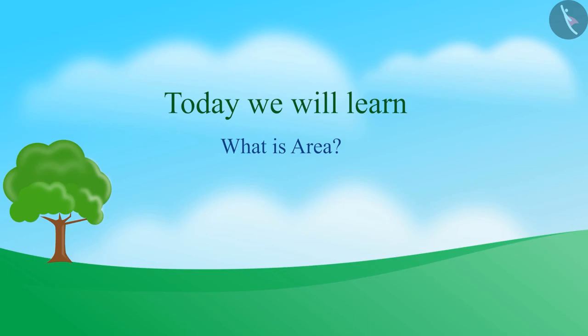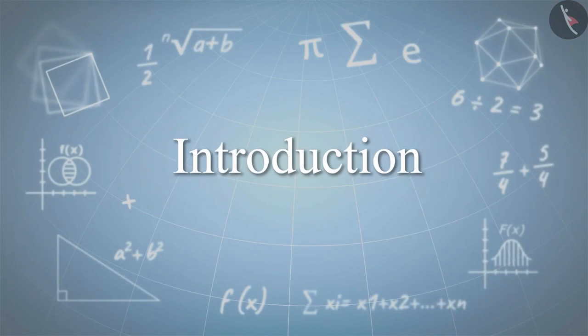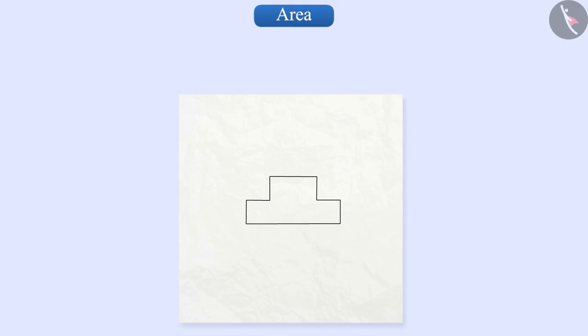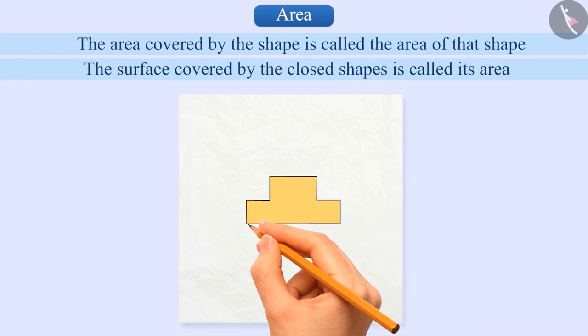Today, we will learn what is area. Look here. We have drawn a shape on a paper. We see that this shape is covering some area of this paper. The area covered by the shape is called the area of that shape. Or we can say that the extent of the surface covered by the closed shapes is called its area.